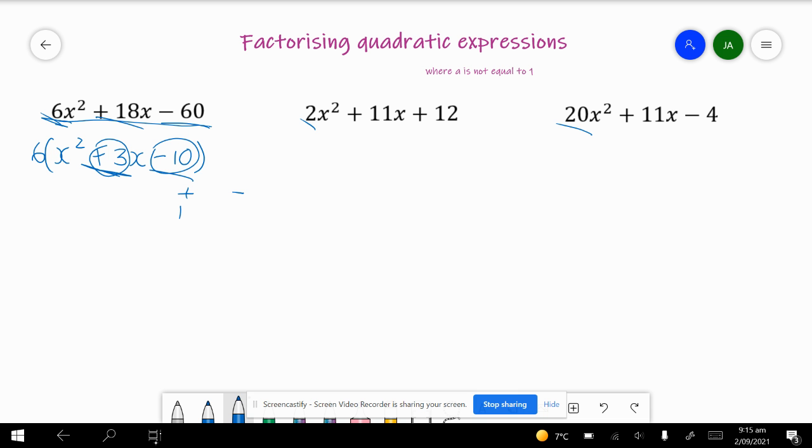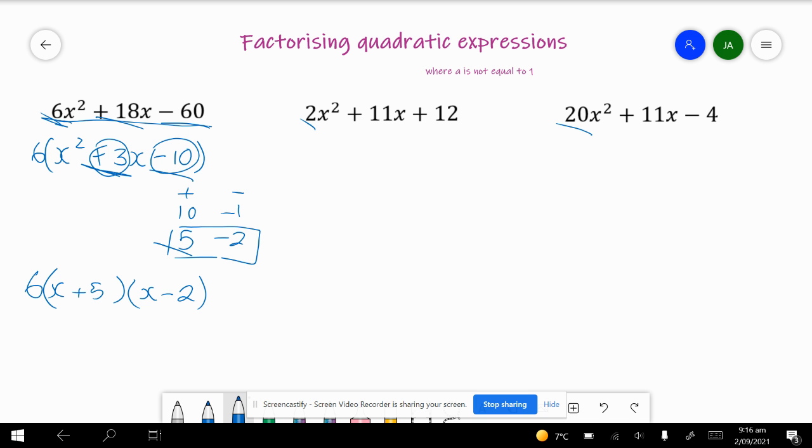So we've got 10 and 1. We've also got 5 and 2. 5 and negative 2. And we can see that 5 and negative 2 will add together to get plus 3. So we leave the 6 at the front, and in our two brackets, our two numbers are going to be plus 5 and minus 2.